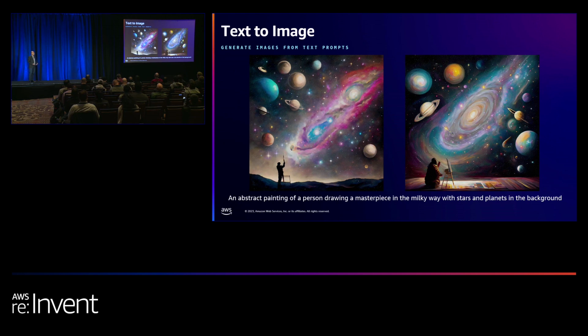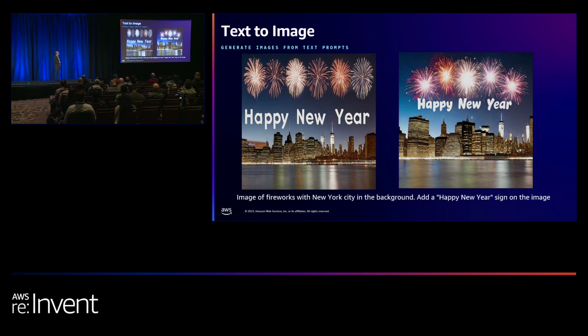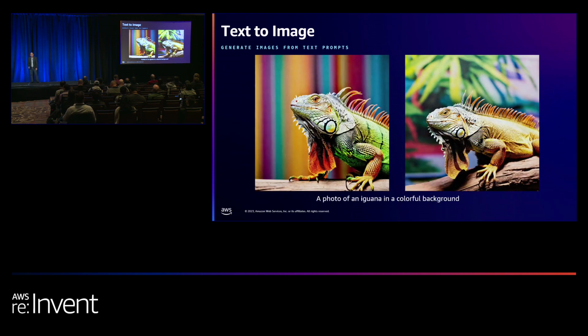This is an example of how it can also generate artistic images. This is an example where I wanted to show you how in the images you can also generate text. So the prompt is image of fireworks with New York City. Suppose we have some customers who want to enable their end users to generate these kinds of greeting cards and things that they can share on holidays or events. So they can accurately generate such images. As you know by now, if you heard Swami's keynote yesterday, we love iguanas here. So we have a photo of iguana in a colorful background.